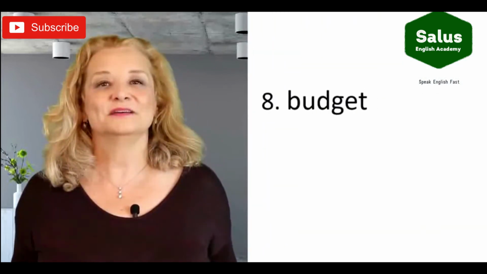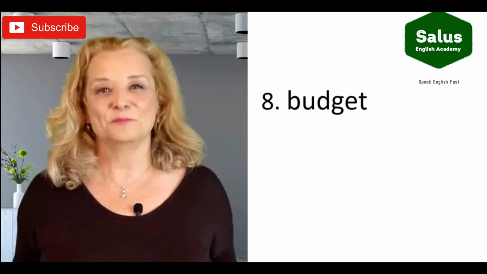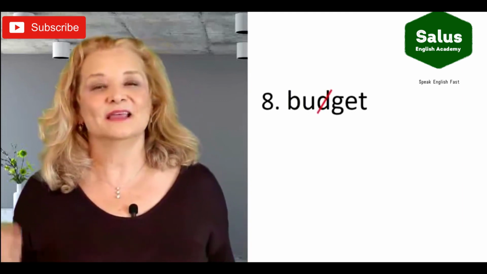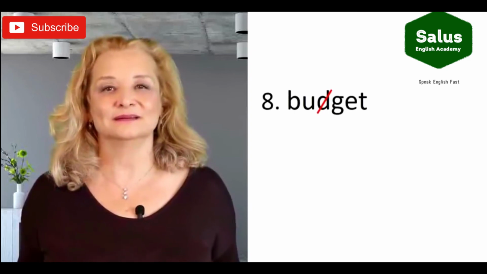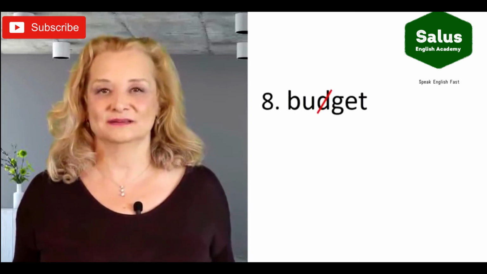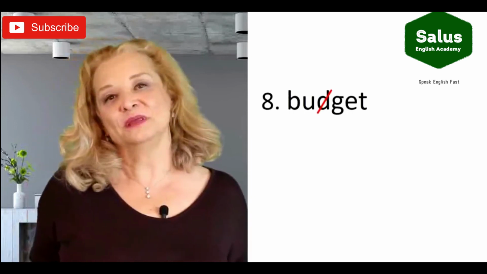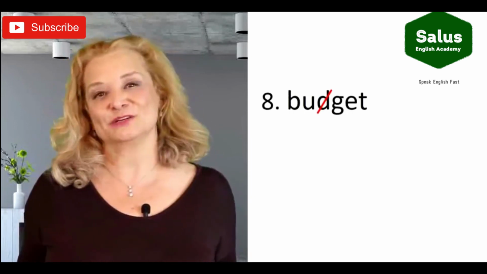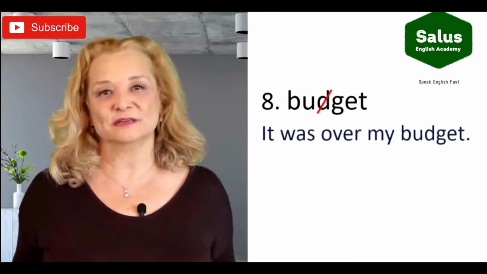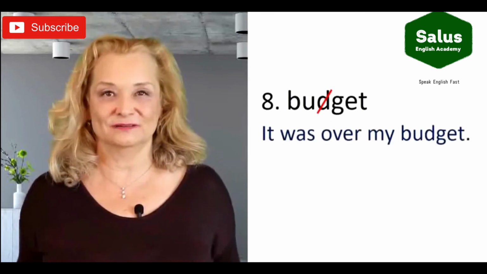And our final word is budget. The D is silent, and make sure the U is pronounced correctly. Budget can be either a noun or a verb. You can use these expressions. That was so expensive, it was over my budget. It was over my budget.